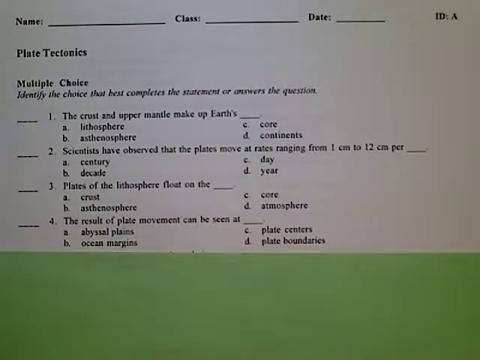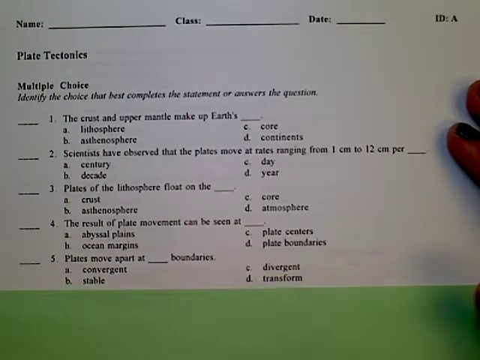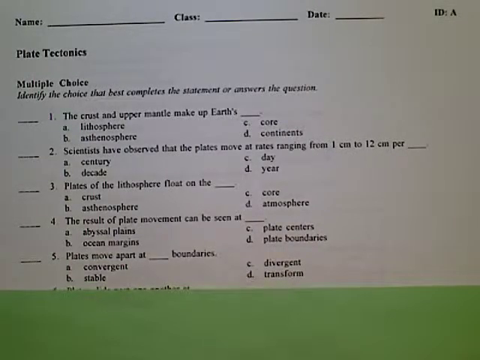4. The result of plate movements can be seen at A. abyssal plains, B. ocean margins, C. plate centers, or D. plate boundaries. 5. Plates move apart at blank boundaries. A. Convergent, B. Stable, C. Divergent, or D. Transform.